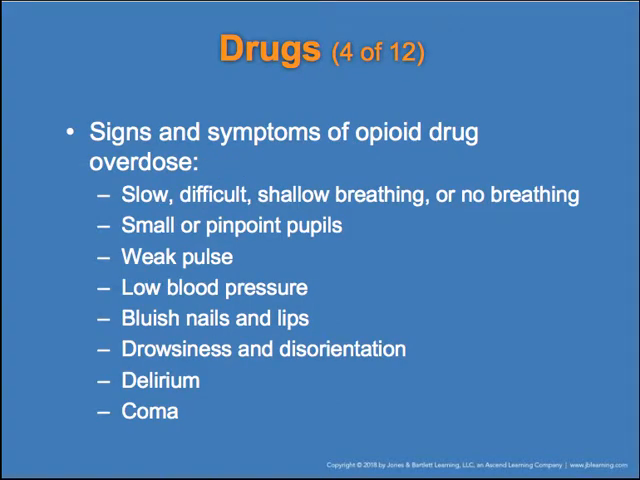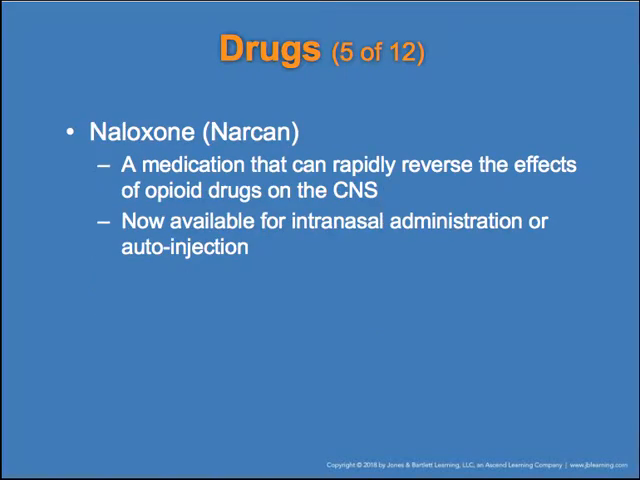Signs and symptoms of opiate overdose: slow, difficult, shallow breathing or no breathing, small or pinpoint pupils, weak pulse, low blood pressure, bluish nails and lips, drowsiness and disorientation, delirium, and a coma.